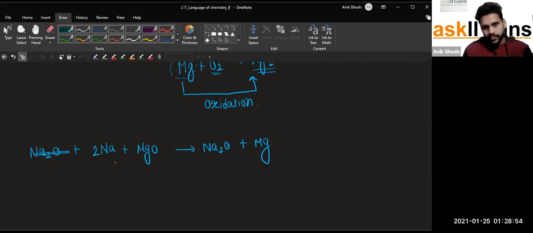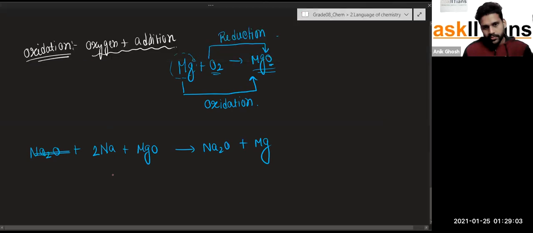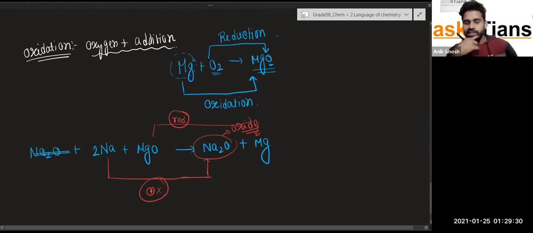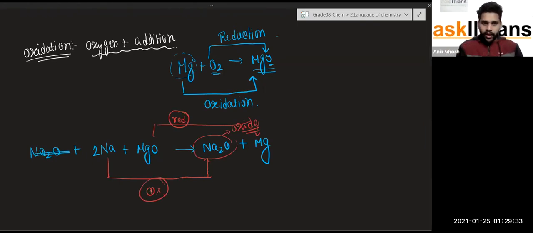Now, sodium is reacting with the oxygen and becoming an oxide. This is called an oxide. As there is an addition of oxygen here, this is oxidation. Fine. And what happened to MgO to Mg over here? There's a subtraction of oxygen, and we call it reduction. So oxidation and reduction are just opposite things. Fine.